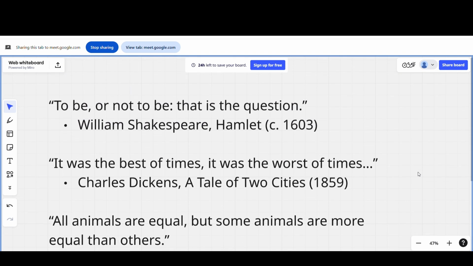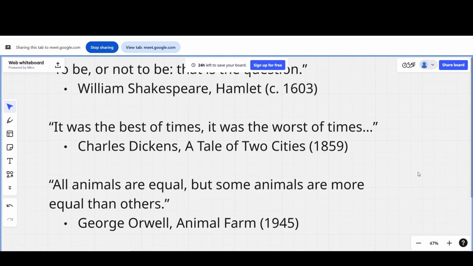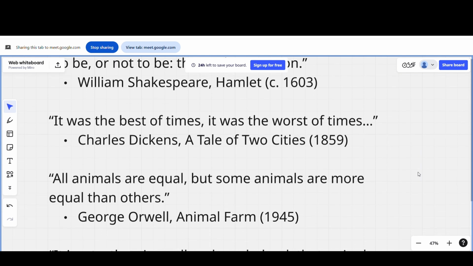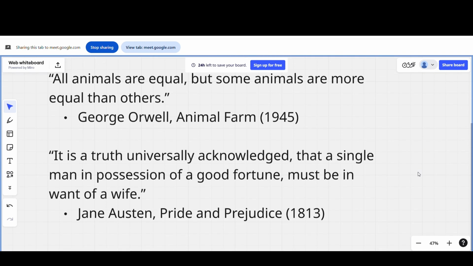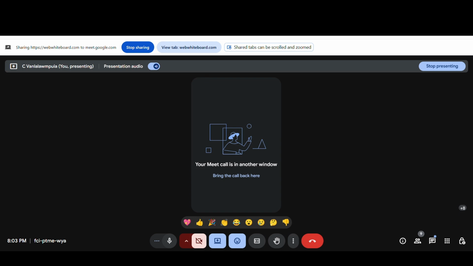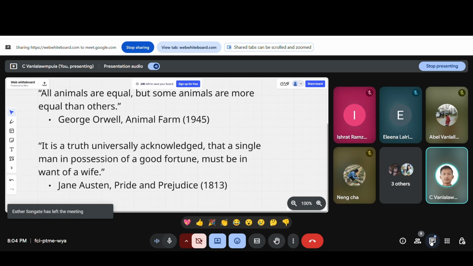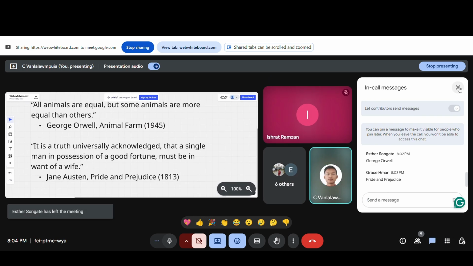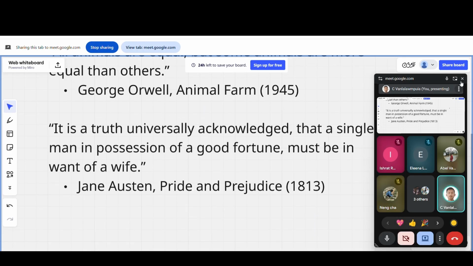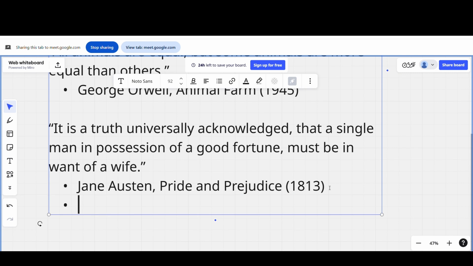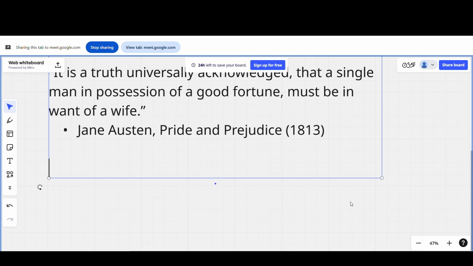For example, William Shakespeare, Hamlet, 1603. Charles Dickens, A Tale of Two Cities, 1859. George Orwell, Animal Farm, 1945. Just memorize this. I'm 100% sure that you'll become so familiar, and in the exam you'll remember my words. So we'll move on quickly.